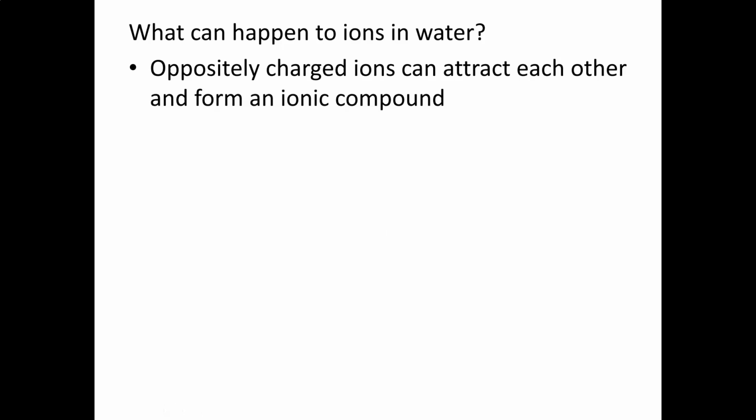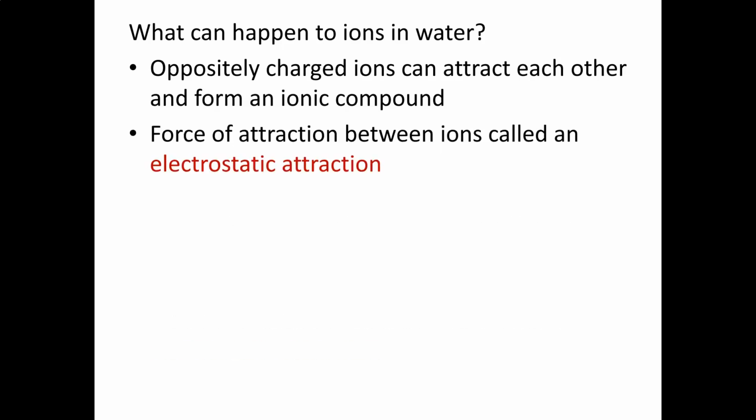So you have two ions, and if they're oppositely charged and there's an attraction between them, you have what's called an ionic compound. An ionic bond forms between the two ions, and then you create an ionic compound out of it. Force of attraction between ions are called electrostatic attractions. A fancy way of saying that opposites attract. So when you have a positive and negative ion near each other, they attract each other, and that attraction is called electrostatic attraction.